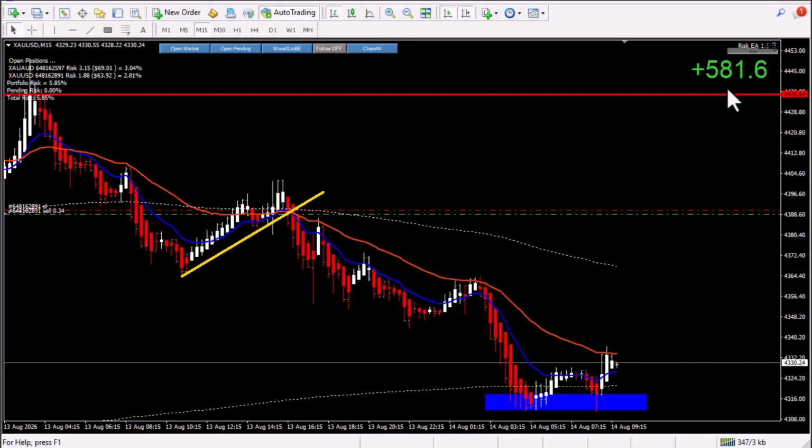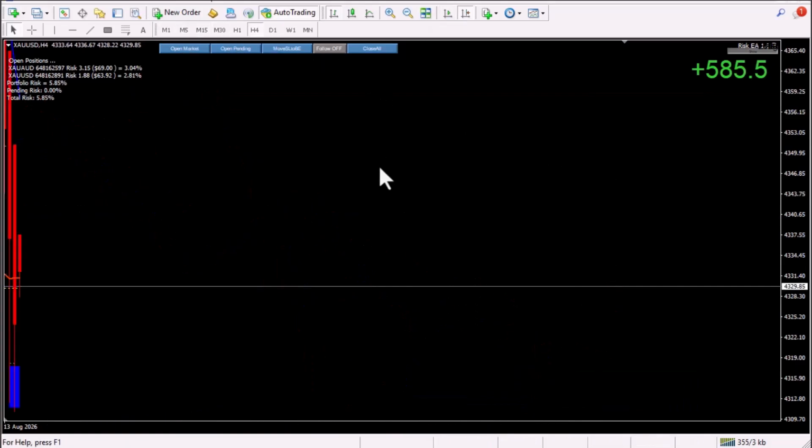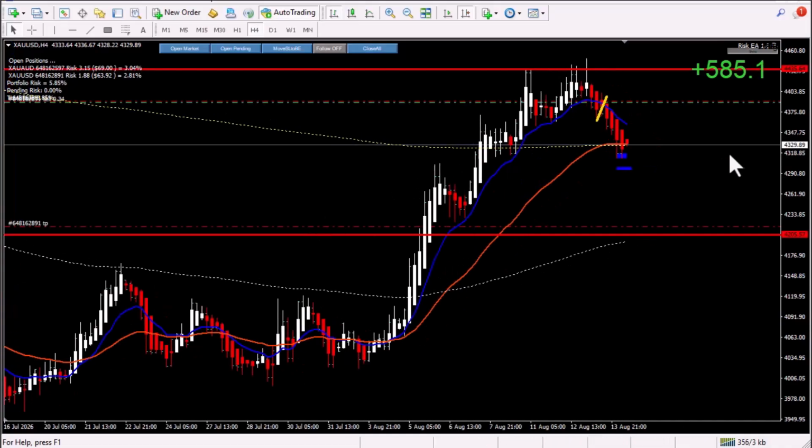As you can see, the trade is running with 580 pips. We are almost more than 1:30. Our first target, which was the 4 hourly 36 EMA, has been reached. This is our first target.